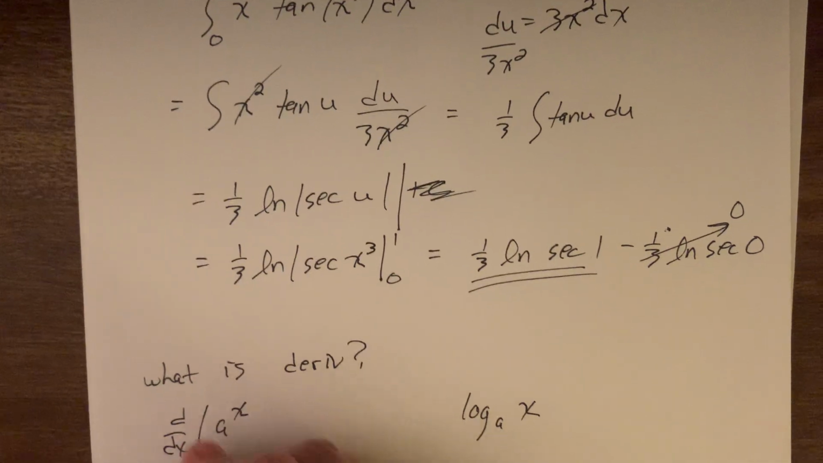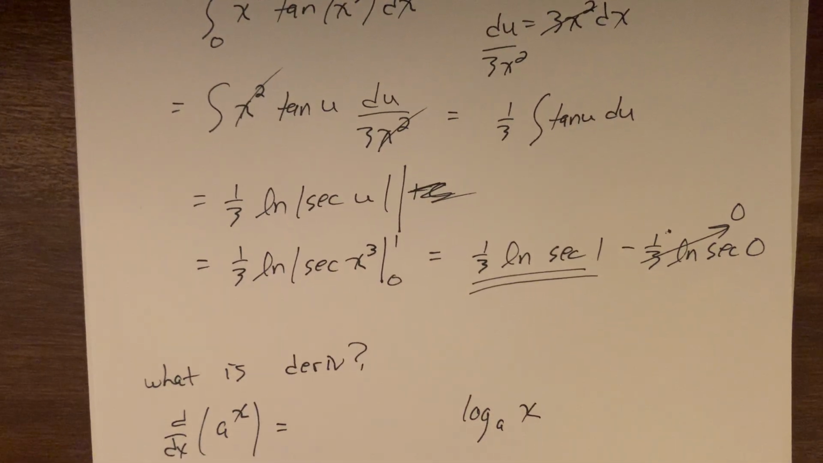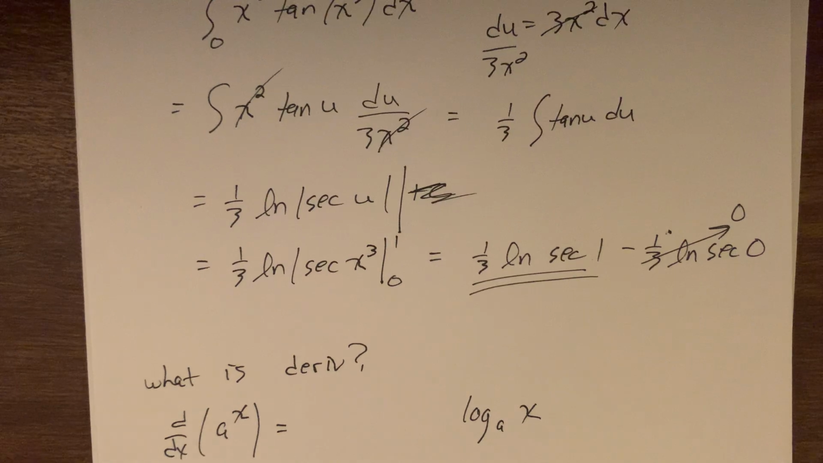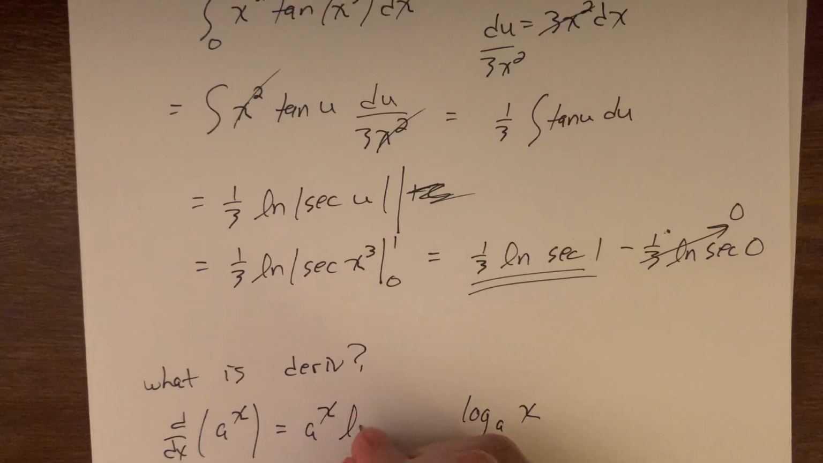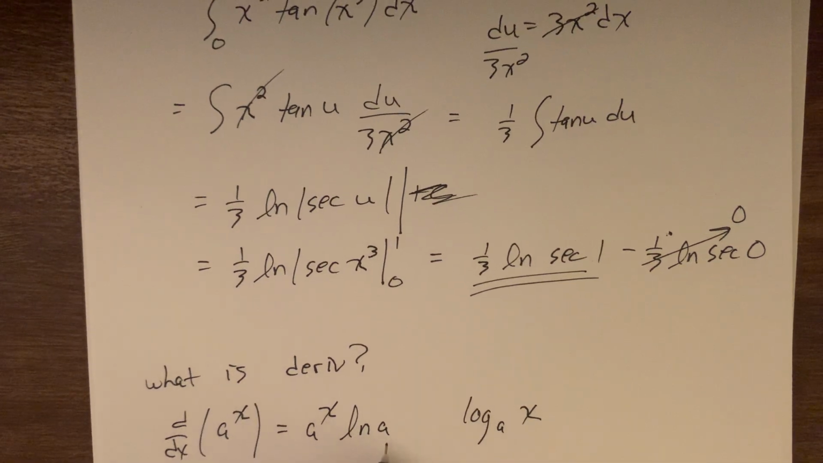Take the derivative of a to the x. Well, it's got to work the same way as e to the x, so it's got to repeat itself. But what's extra, you get an extra times natural log of a. That's it. So e to the x is itself times natural log of e, but natural log of e is 1. So that's why this general rule also covers the e to the x case.